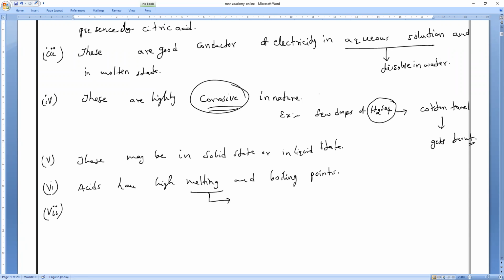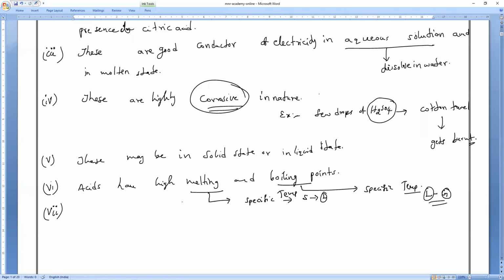Not only acid. Basically melting means a specific temperature where a solid will convert into what state, guys? Liquid state. Same way, boiling point means a specific temperature. Seventh, sixth class will study. Even ninth class also will get it. Specific temperature where liquid will convert into what state?